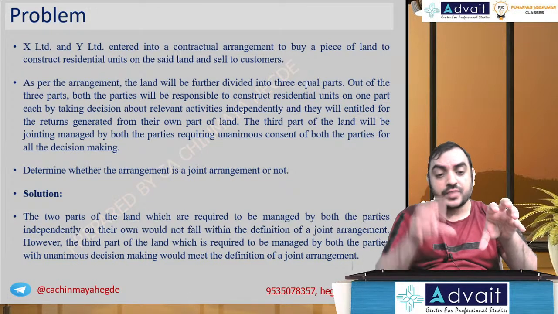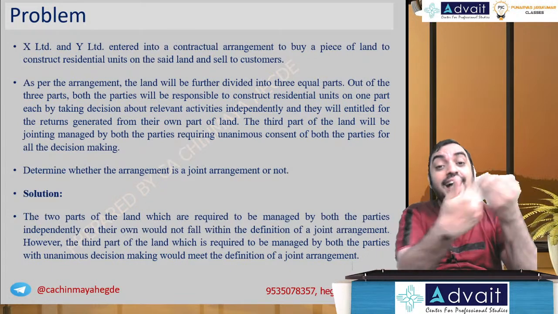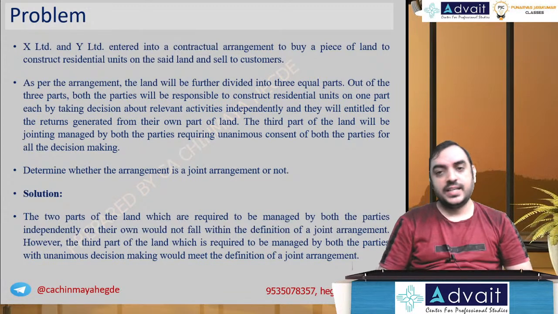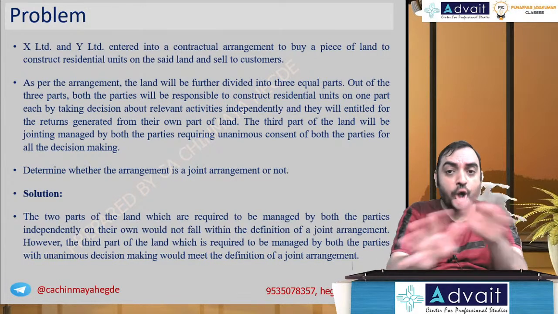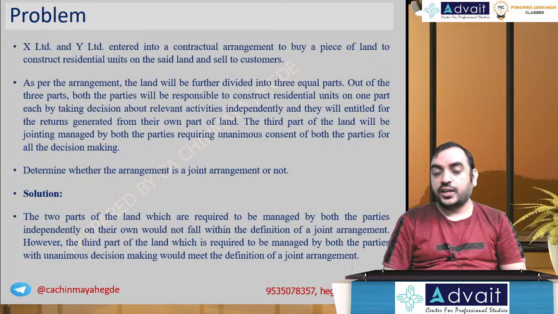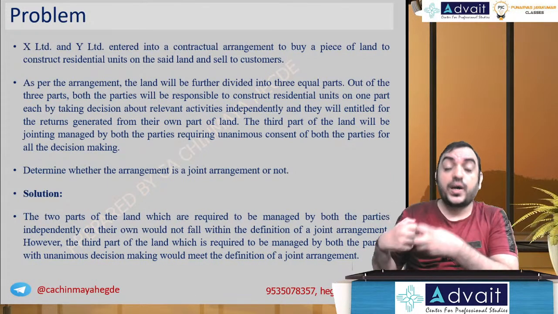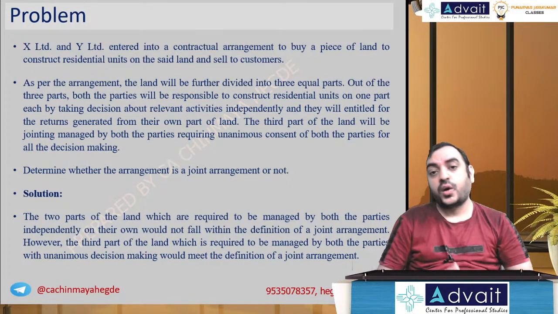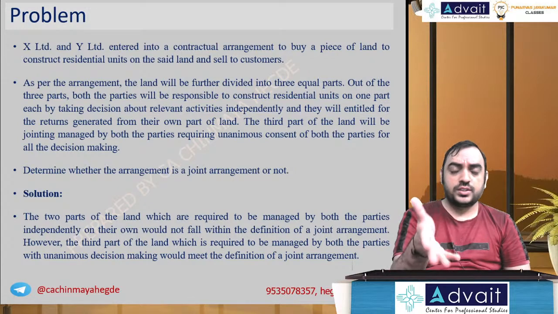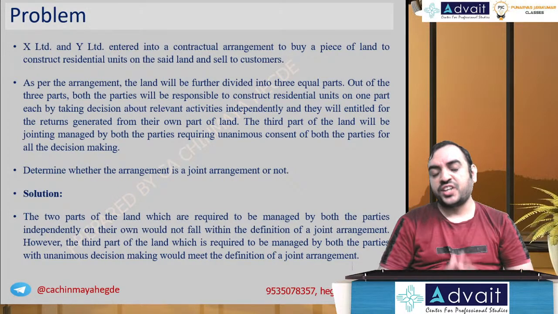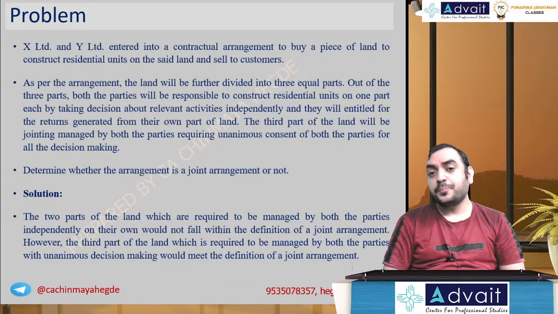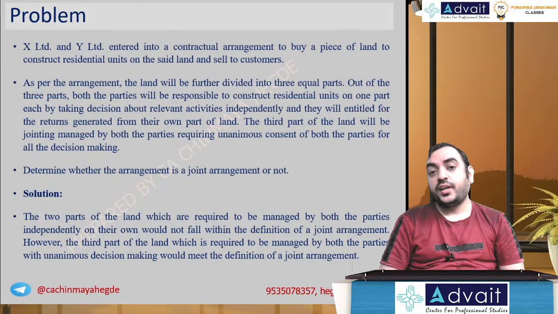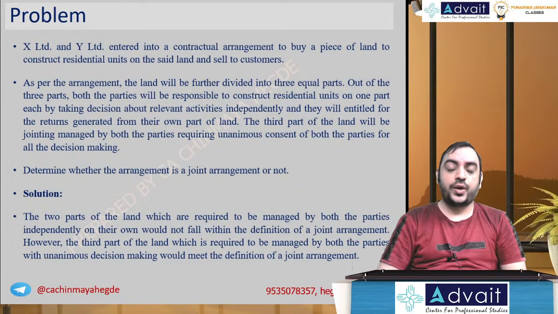So the first part and the second part do not require other consent. They can make independent individual decisions. So the two parts will not come under joint control, whereas the third part requires joint unanimous consent. So the third part requires joint control. In this problem, the first two parts do not require joint control, so it is not a joint operation or joint venture. Only the third part, which requires unanimous consent, requires joint control. Therefore, that is a joint venture.